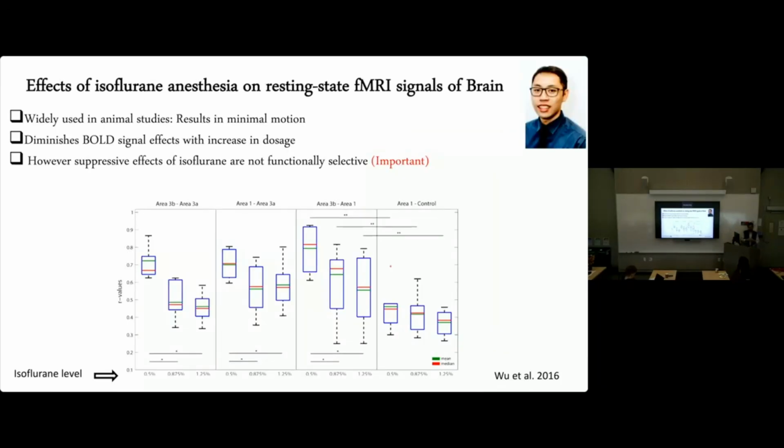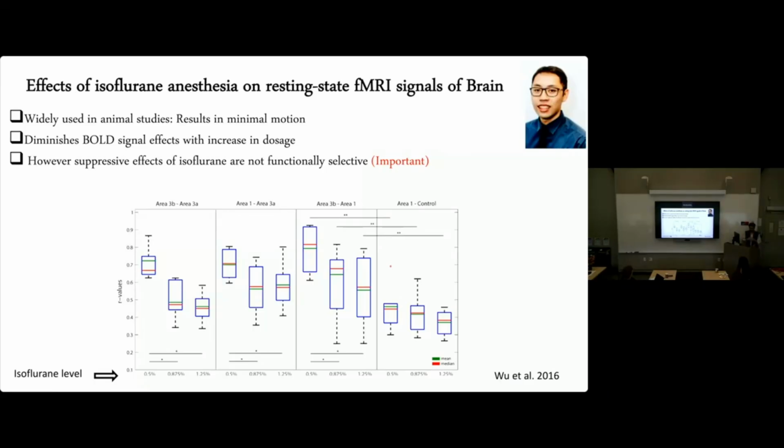So when we talk about animal studies, the first primary difference that we can think of is that we normally have to anesthetize the animals, which we cannot do in humans, of course. In animals we do anesthetize for studies. One major advantage is that it helps in reducing the motion artifacts by a lot, but it also diminishes BOLD signal effects, which has been known.